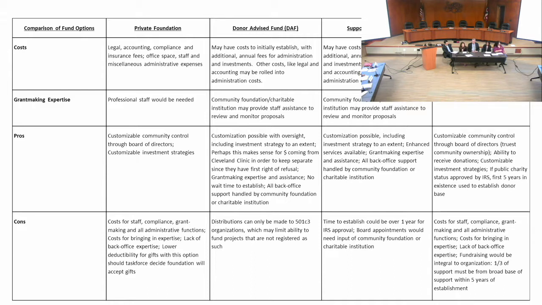For supporting organizations, some of the pros here is there's, like with a donor advised fund, there's possible customization, some customization with investment strategies, and there would be a lot of enhanced services that might be available, hopefully with grant making expertise, back office support. So that is attractive. But the con there is the time to establish could be over 1 year. So I know just from practice, some of the supporting organizations that I've worked with, they are taking right about that year mark or more to be established once you apply for IRS approval.